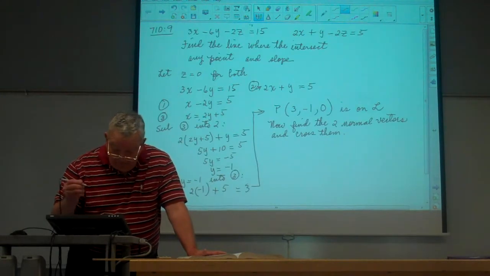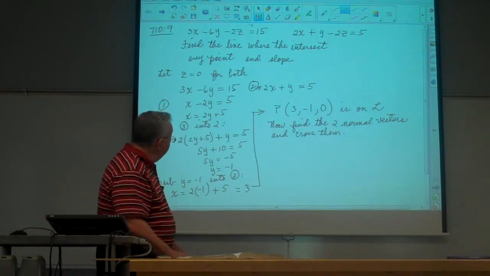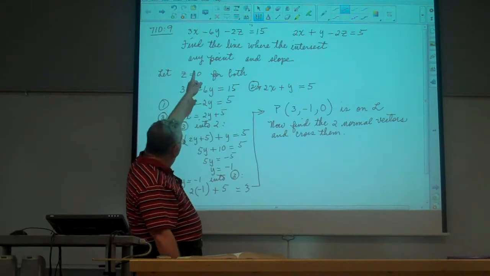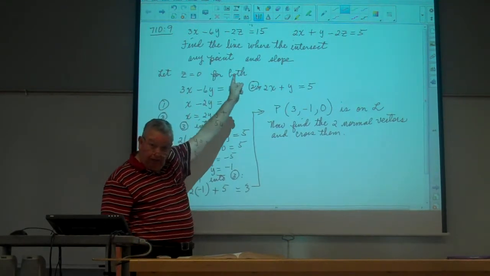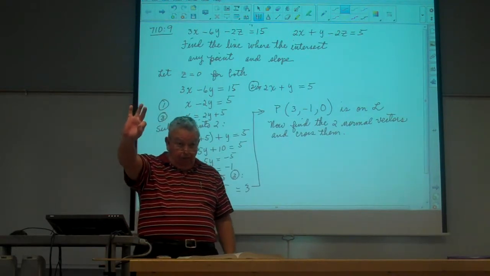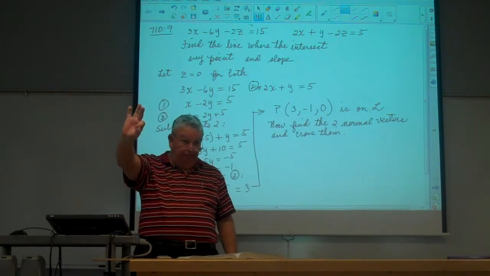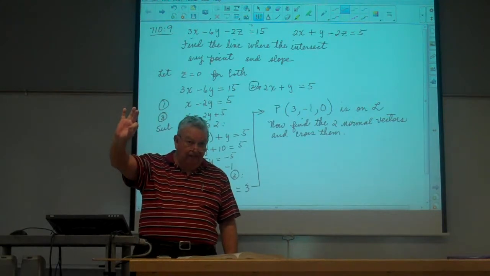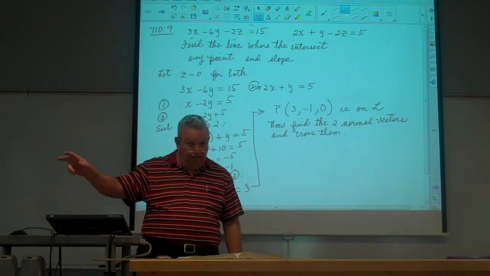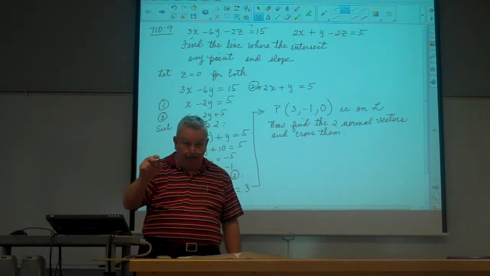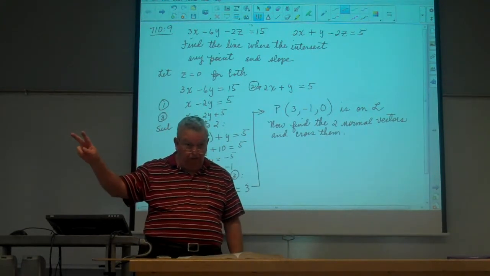Not that one, but that one. I have two equations. Do you see two equations up there? In three unknowns. That's a no-no. You can't solve two equations in three unknowns. You need it to match. You need a 2 and a 2.